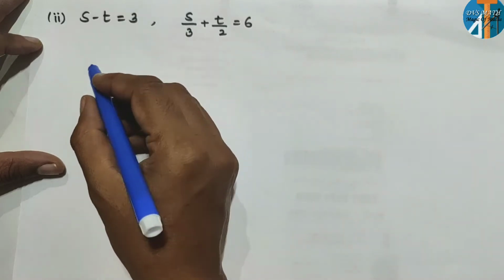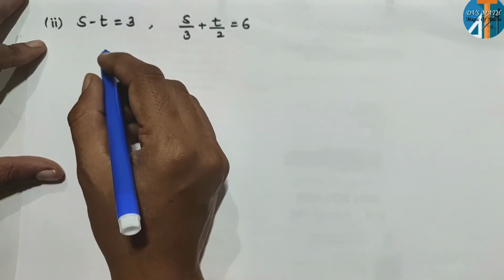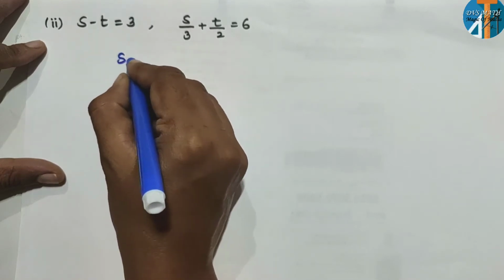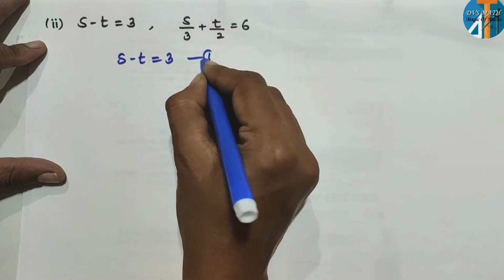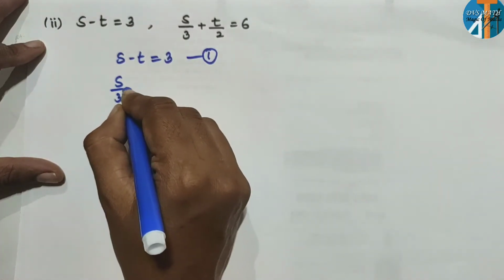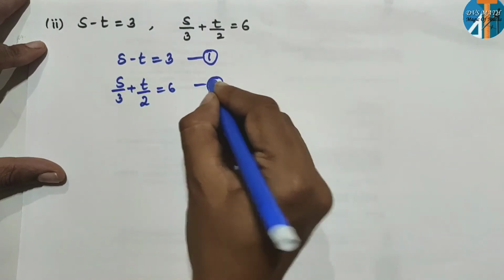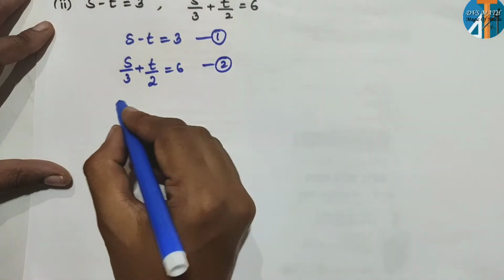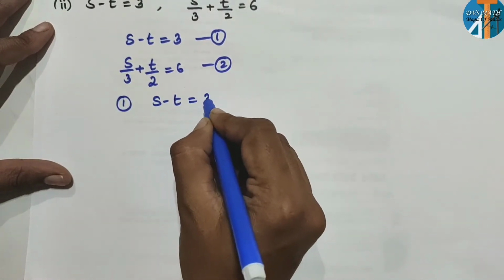Which is our first step? First we have to write these two equations and take them as equation 1 and equation 2, right? So s minus t is equal to 3. Take it as equation 1. Then s by 3 plus t by 2 is equal to 6. Take it as equation 2. Now I will take equation 1, that is s minus t is equal to 3.